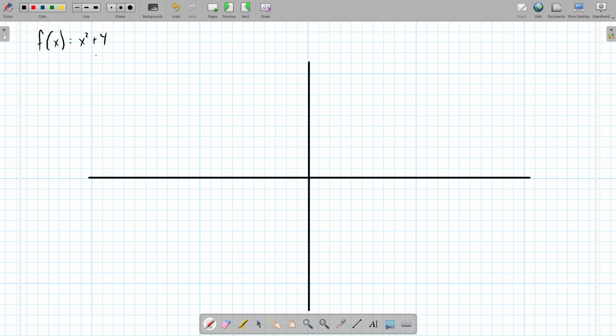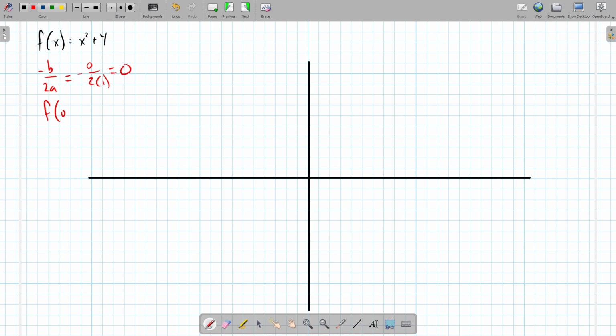So the vertex is going to be at negative b over 2a. That's going to be the x value of my vertex. Well, I don't have a b value. I don't have an x in here. So negative 0 over 2 times 1 is just 0. So the x value of my vertex is 0.